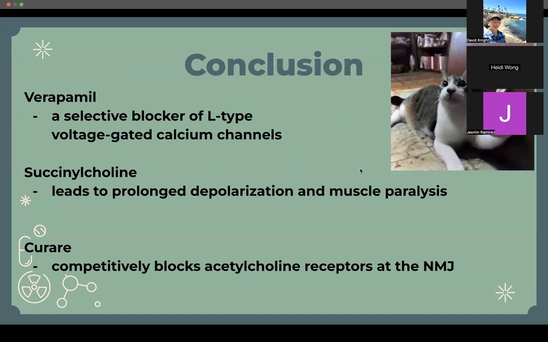So, as a result, this experiment analyzed the effects of verapamil, acetylcholine, and curare on neuromuscular transmission, and by observing the muscle action potential and the conduction time, as well as the synaptic delay, we are able to observe the effects of these drugs. And by understanding the effects of these different drugs on the NMJ, this knowledge is extremely valuable for safely administering these medications in clinical settings and understanding the broader implications in human health.